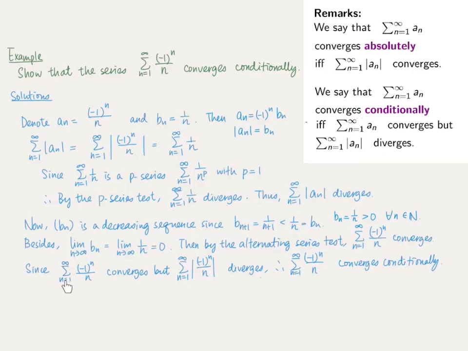And now, since this alternating series converges, but the series which is formed by taking the absolute value of those terms is a new series which diverges, therefore, according to this definition, we say that the alternating series converges conditionally.